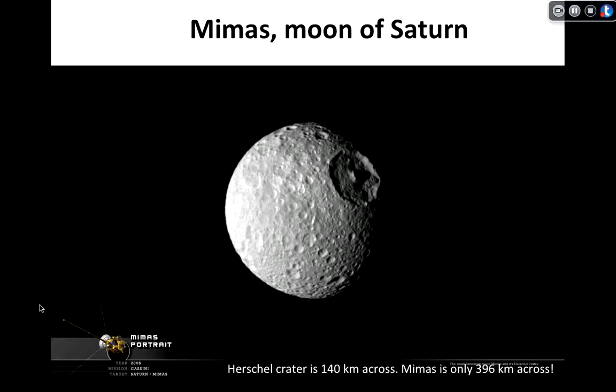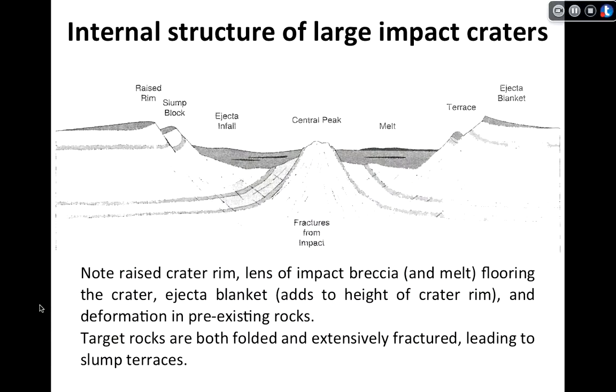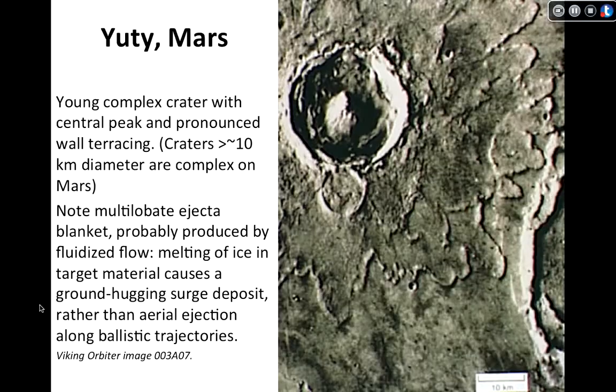In this particular case, it is quite remarkable that that did not actually break up that moon. But anyway. We won't worry about this, except just to say as impact craters get bigger, they start to get peaks and mountains that form in the middle. So here's one, Ute on Mars, that has a central peak.